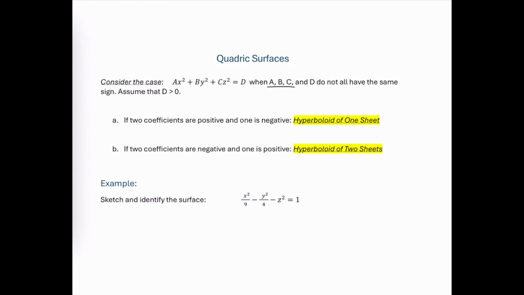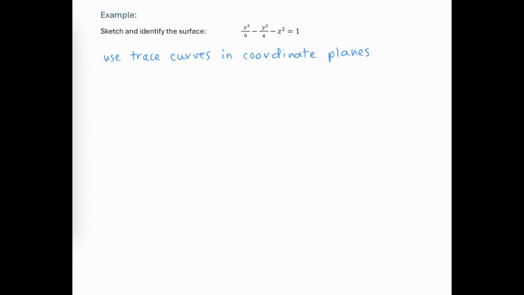In this example, we're looking at the situation where two of the variables are negative and one of them is positive. If two of those coefficients are negative and one is positive, we're going to end up with a hyperboloid of two sheets. And so let's graph this equation. The strategy that we're going to use is to look at the trace curves in each of the coordinate planes and then try to piece that together in three-dimensional space.